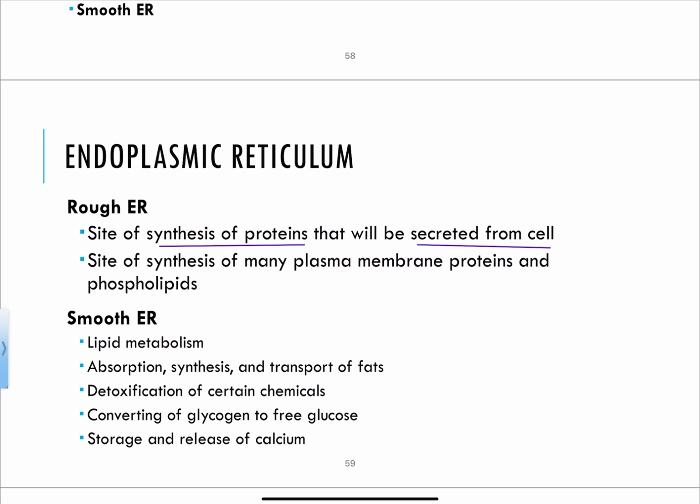So we would expect this because the smooth ER is involved in detoxification, which is also one of the roles of the liver. If we're looking at a cell called a hepatocyte that's associated with the liver, and we look inside at the organelles, we would see that liver cells have a huge proportion of smooth endoplasmic reticulum because they are the site of detoxification.